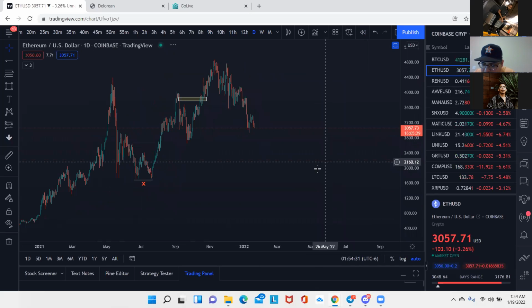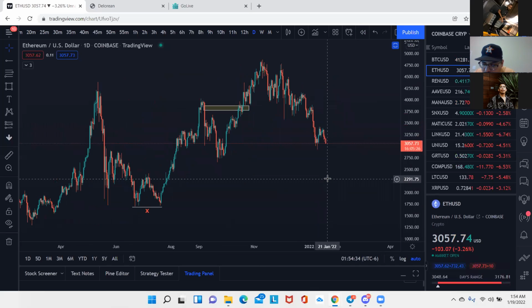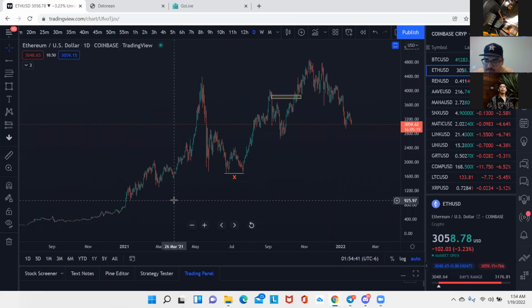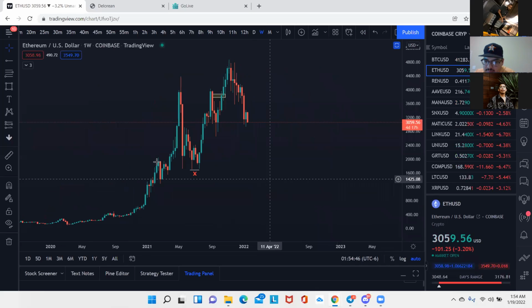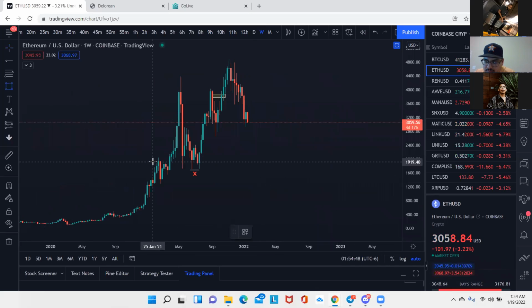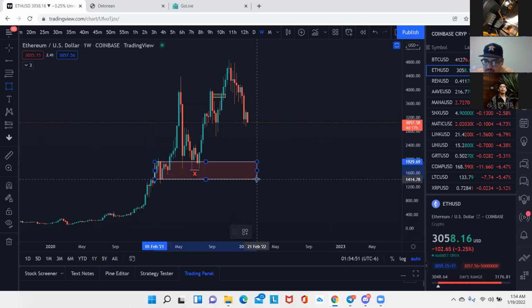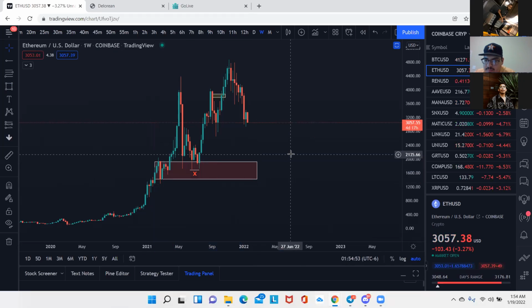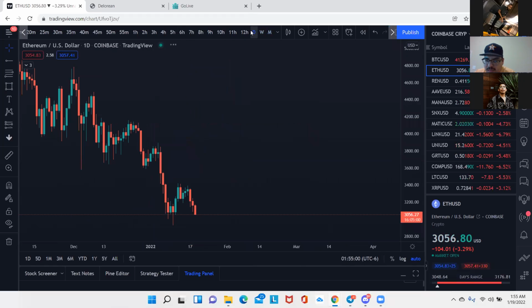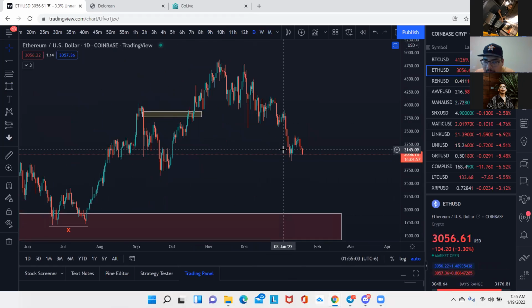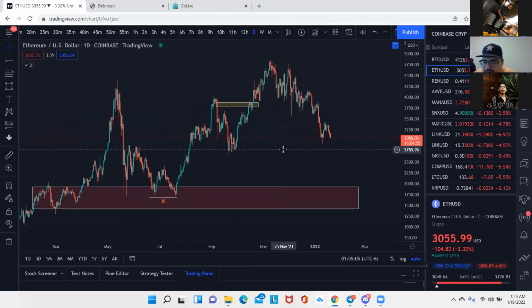What about Ethereum? Let's look at Ethereum. It would make sense. If Bitcoin's gonna drop that deep, it would make sense. Think about Ethereum getting back to like $1,500, bro. That would be disgusting. I didn't even see this before, right here. What does that monthly look like? Got all this imbalance down here. Cool, cool, cool. I like it.